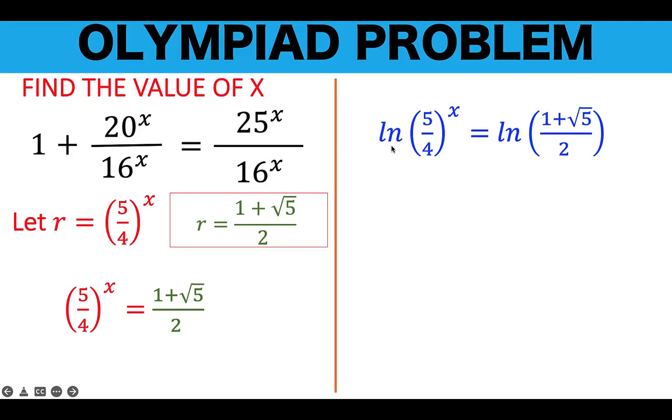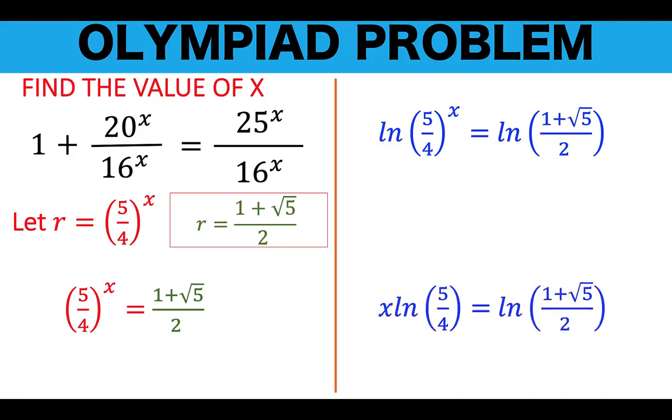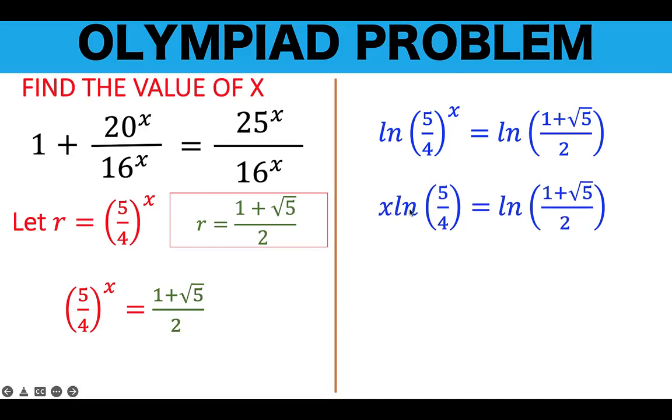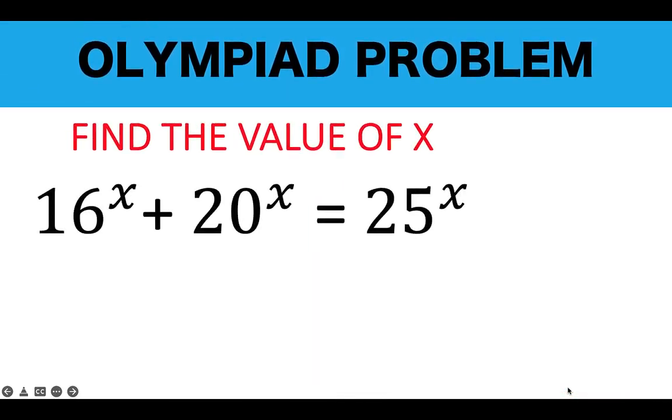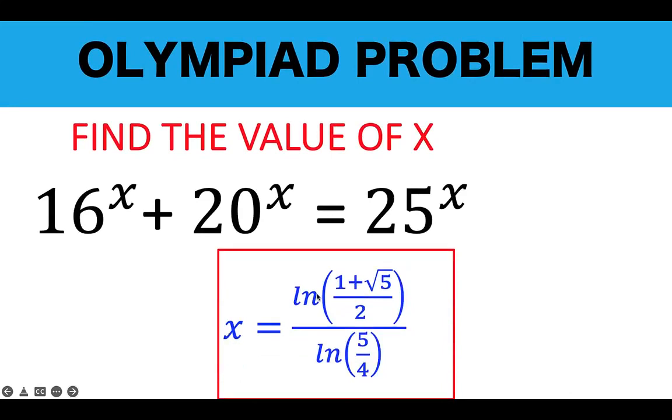Let's get the natural logarithm of both sides. So we now arrive here at ln of the left side equals ln of the right side. Now applying properties of logarithm, because ln is just logarithm to the base e, we can now write this as this exponent x times ln of 5 over 4, and then copy the right side. And solving now for x, we divide both sides by ln of 5 over 4. We now have the value of x. And so the value now of x that satisfies this original equation is x equals ln of this golden ratio 1 plus square root of 5 over 2 over ln of 5 over 4.